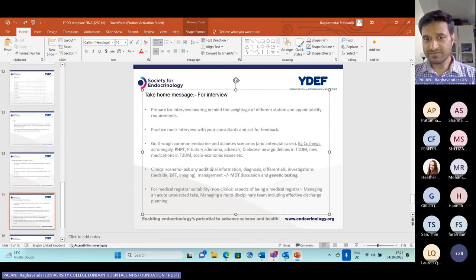And in a clinical scenario, if you are not able to come to a diagnosis, always ask for some additional information. Don't shy away from asking for that information. Come up with a diagnosis, differential, investigation. I have bolded DFT here because if you want to do endocrinology, in diagnosis, try to attach a dynamic function test with that diagnosis. Yeah, that might impress the interview panel. Management, MDT discussion, because endocrinology conditions are quite rare. And then always ask for genetic testing if it's a young patient.